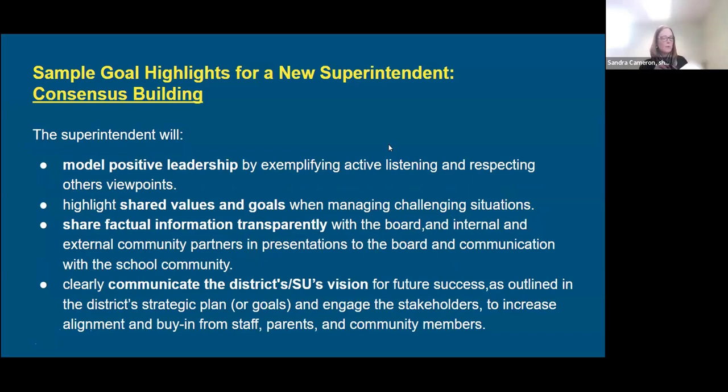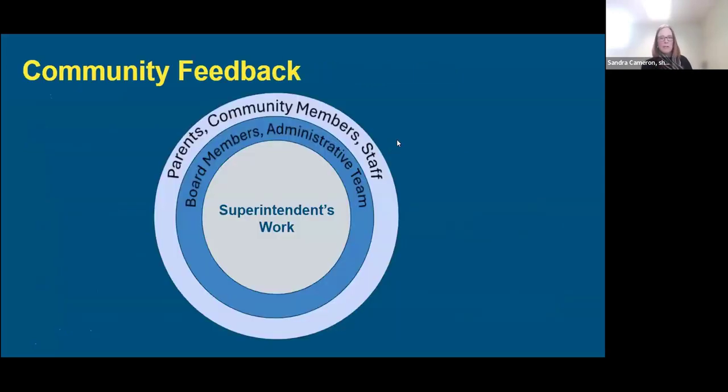So again, you can come back to those. They'll be available in the slides. But one thing I wanted to be sure to talk about is that I often am asked about collecting feedback from staff beyond the admin team and from the community more broadly.